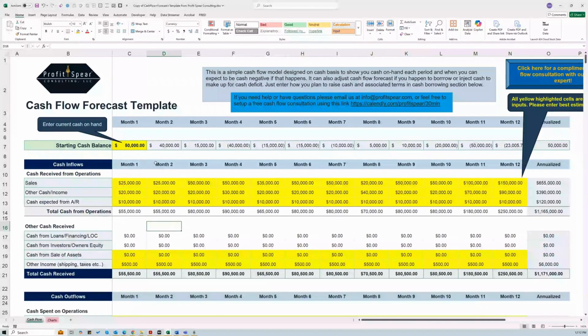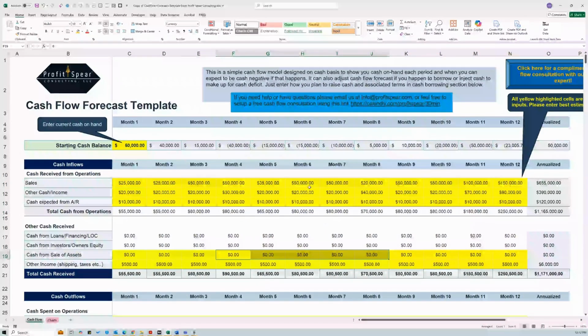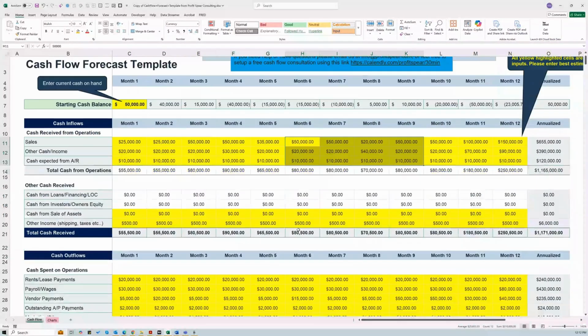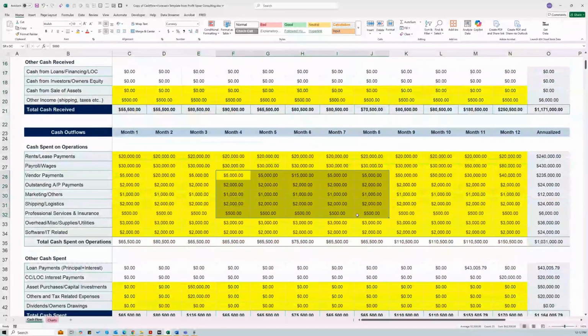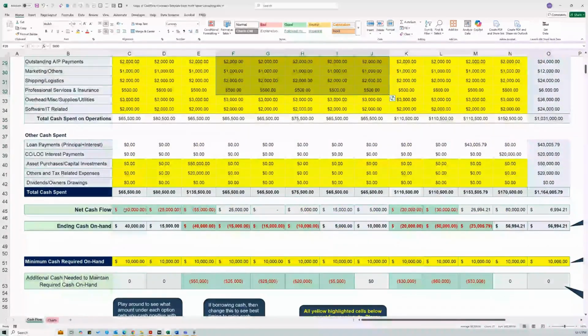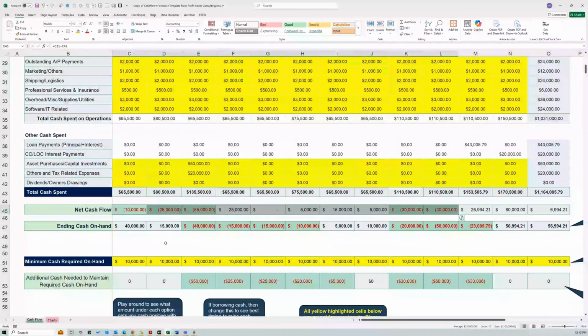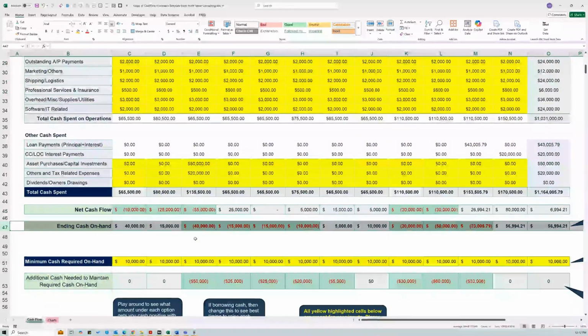So again, on the top is where you have the cash coming in. All the highlighted cells that you see are cells where you need to put your inputs. If it's not appropriate for you, if it's not related to your business, just go ahead and make it a 0. But all the highlighted yellow sections is where you need to put inputs. So top is all cash inflows, bottom is all cash outflows. Then you have the net cash position that it shows you each month, and it shows you cash on hand.